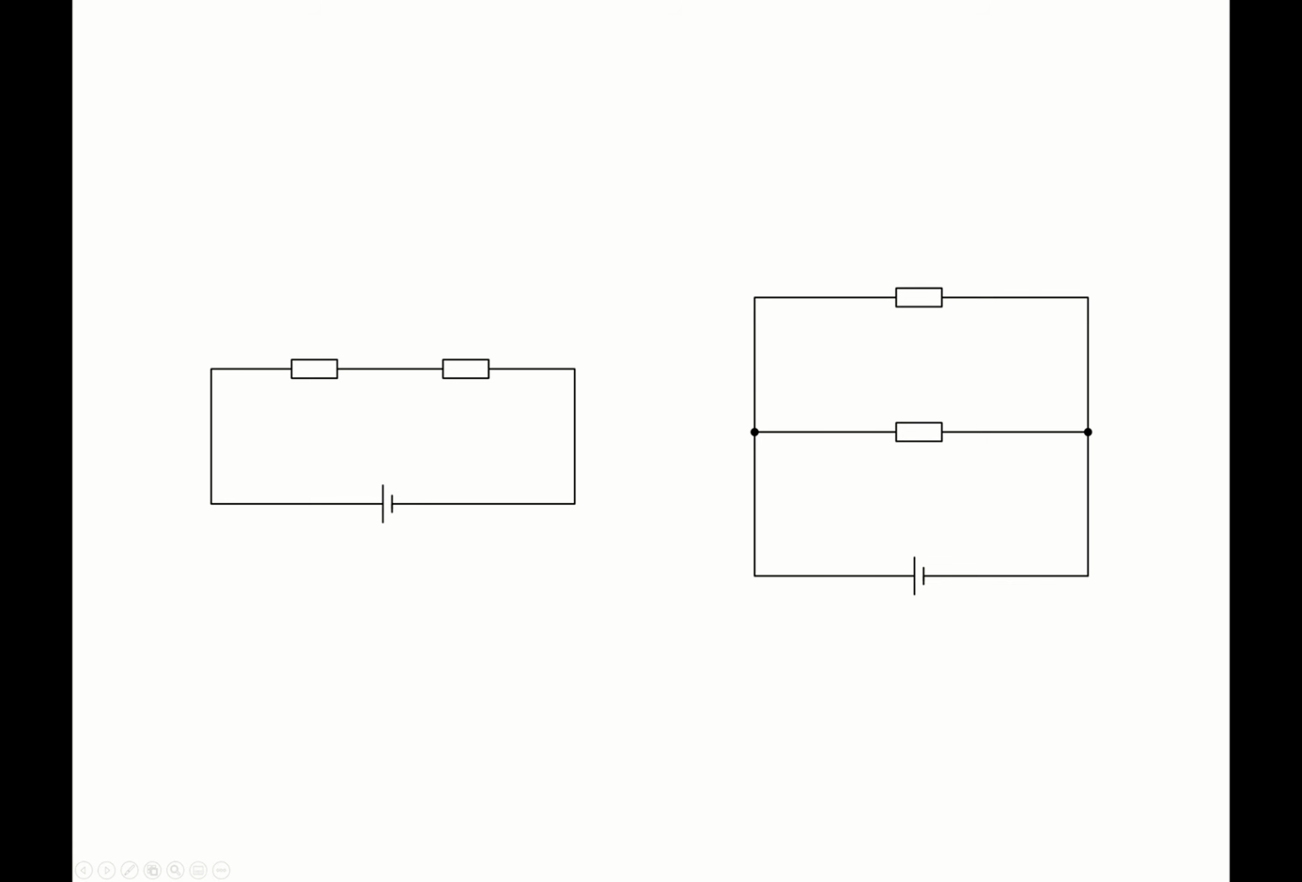Hello everyone. In this lesson, I'm going to show you how to identify a series connection and a parallel connection. Now on the screen here, I have two different circuits. You can see that the resistors are connected differently. But how do we identify whether it's series or parallel? Now first of all, the only way we can identify whether it's a series or parallel connection is by looking at the current flow.